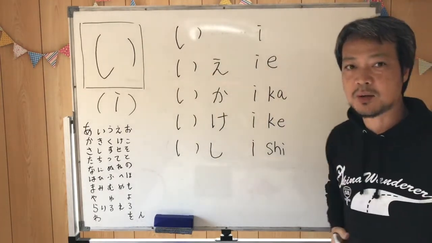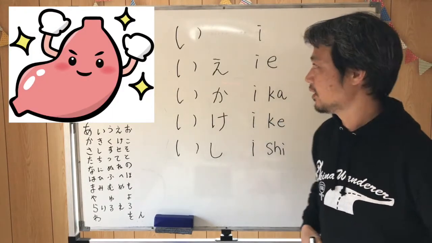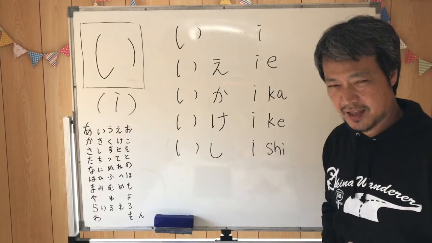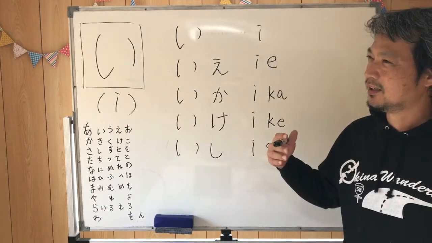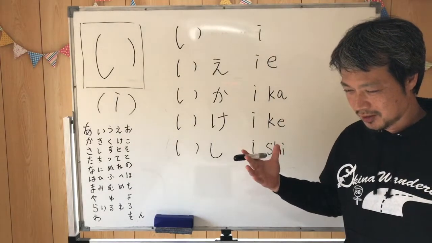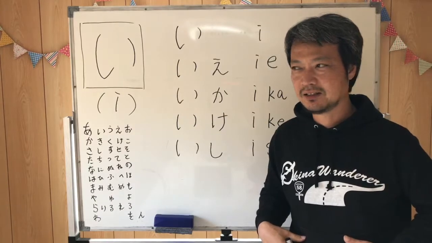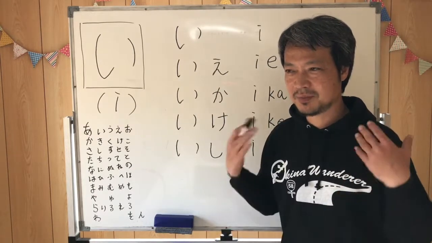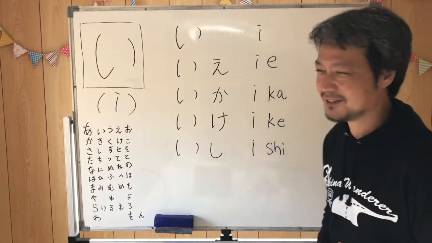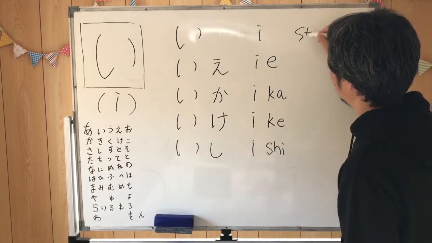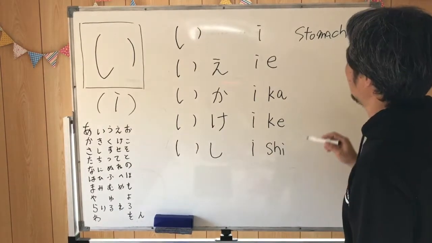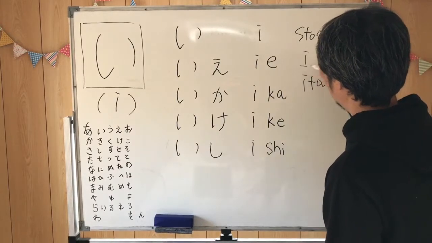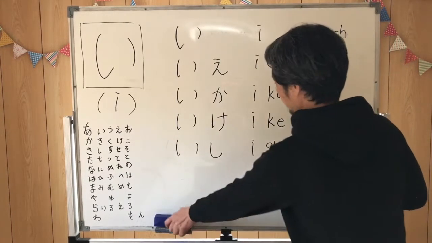It is stomach. I. Stomach. So, i ga itai. I ga itai means I have a stomach ache. When you have a very nervous situation, like the day before the exam, you have a stomach ache, very nervous. I ga itai. See? Stomach. And 胃が痛い.